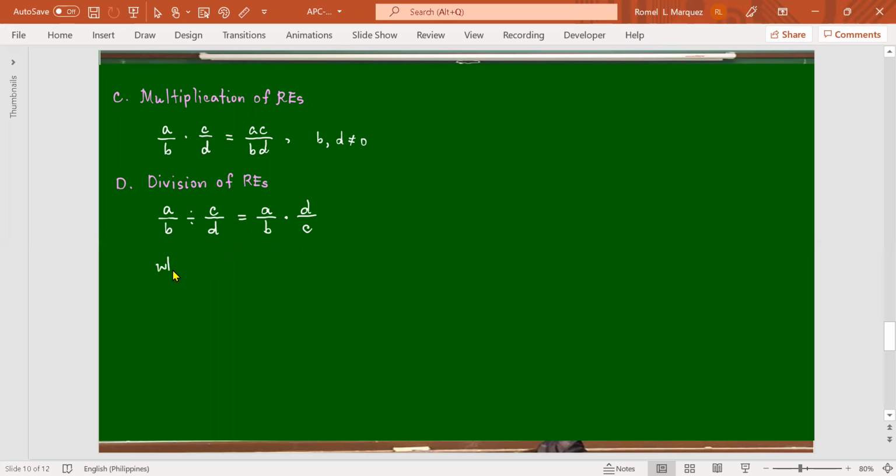So, ano ang ating condition, guys? Dapat ang B, ang D, ang C, naging denominator ng C, they are not all equal to 0. I mean, any of these cannot be 0. Okay, guys? Let us have examples.